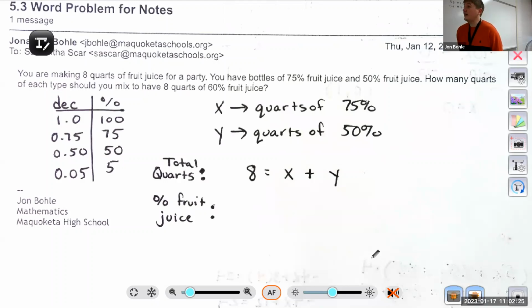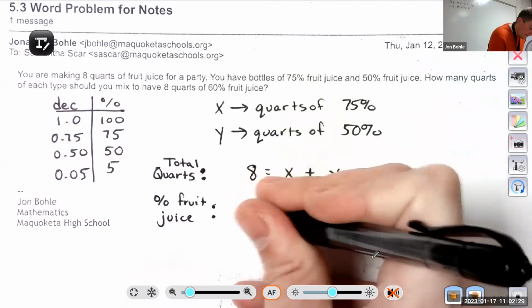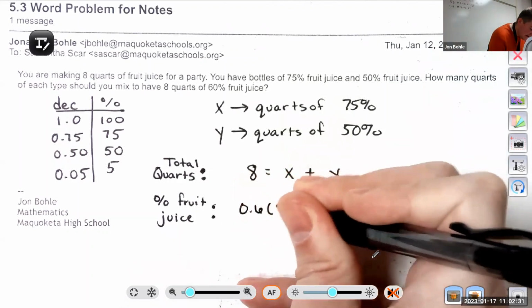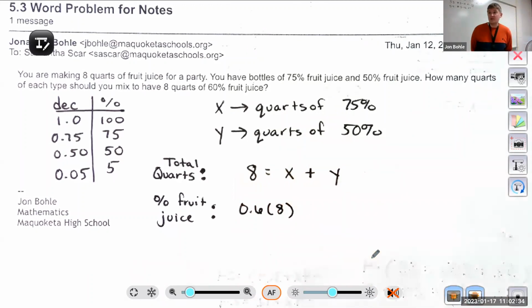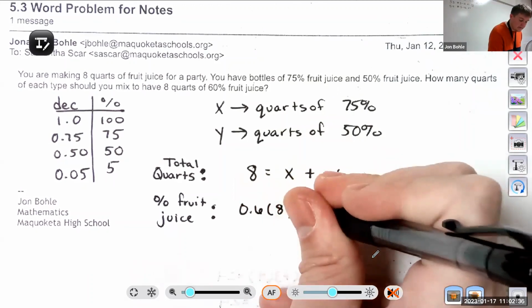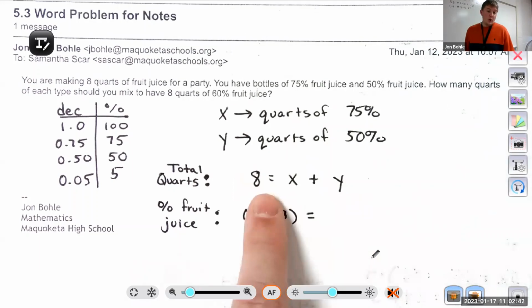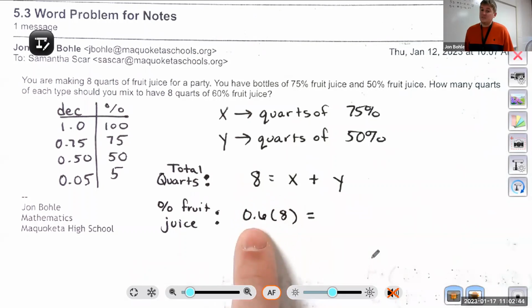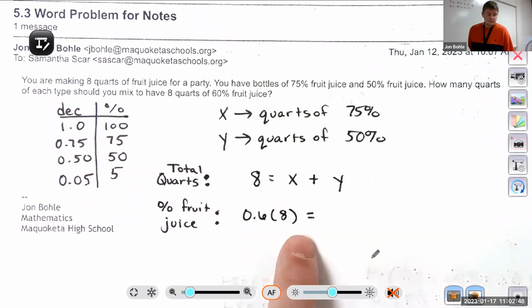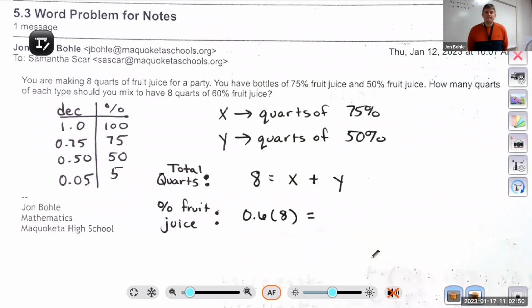8, and what percentage of that needs to be fruit juice? So I have to be a little careful here. I have to go 60% of the 8 quarts is what it's all equal to. I think this is one of the tougher problems we have set up for, okay? Again, there's 8 total quarts and 60% of that needs to be fruit juice. So I need to multiply 60% times 8.